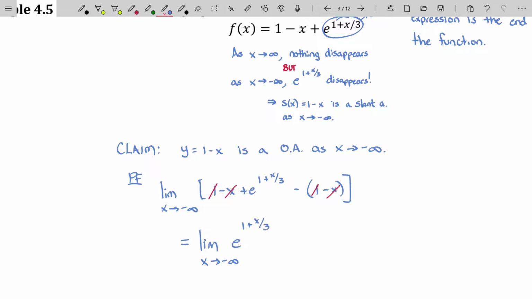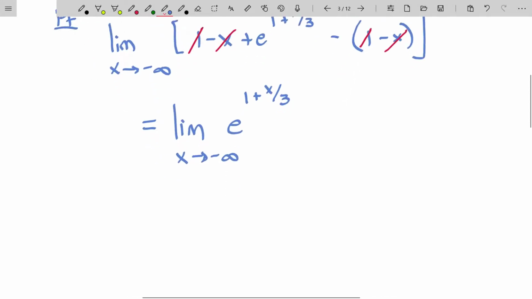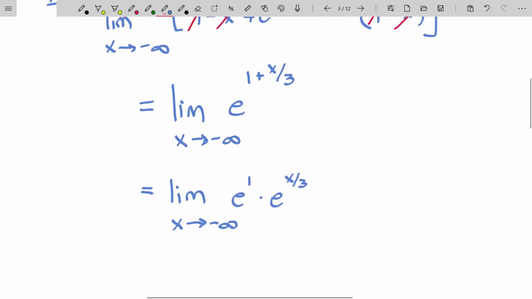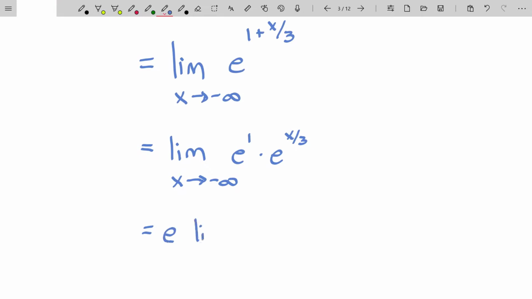over 3. Now, it depends on who your instructor is and how rigorous they want you to be with this. But to me, I would just say that power is going to negative infinity and e to the negative infinite power is 0. But if you have a very, very stringent instructor, they would require you to take your steps here. So I'll just go ahead and showcase the mathematics. This is e to the first times e to the x over third, which is e times the limit as x goes to negative infinity of e to the x over 3.